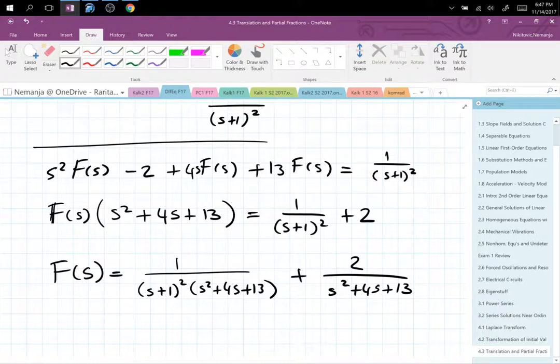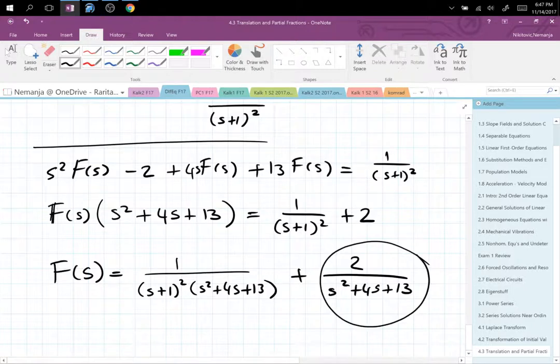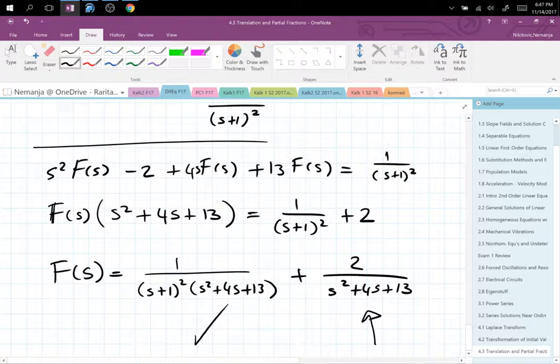So wait, that side gets multiplied just by the (s plus 1) squared? Or no? Which side? The 2 over s squared plus 4s plus 13? Oh no, we can't do partial fraction for this because it's only one. You have to have at least two different factors. You only have one. You do partial fraction here. Over here we have to use something else. That's the block stuff? No, that's for the left one.